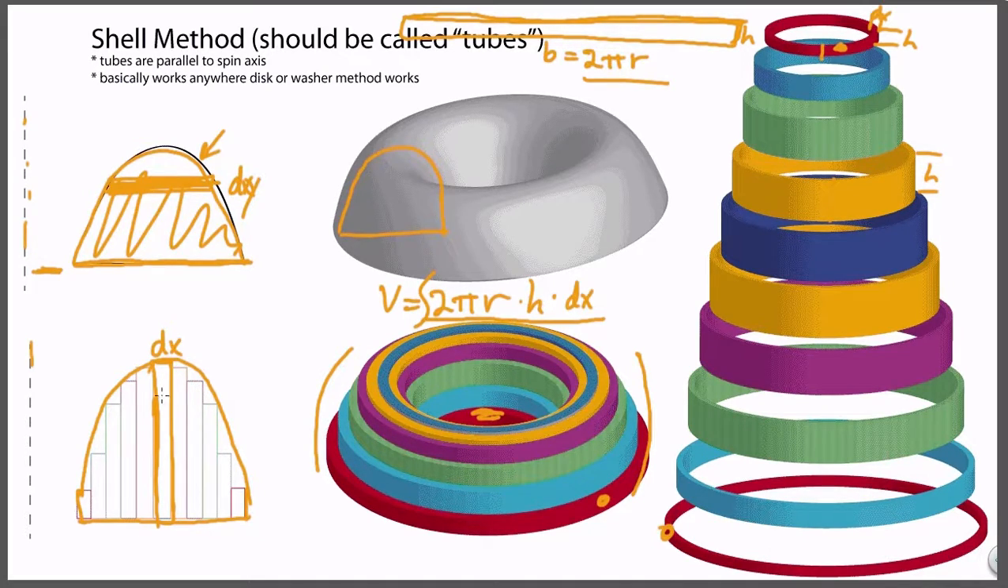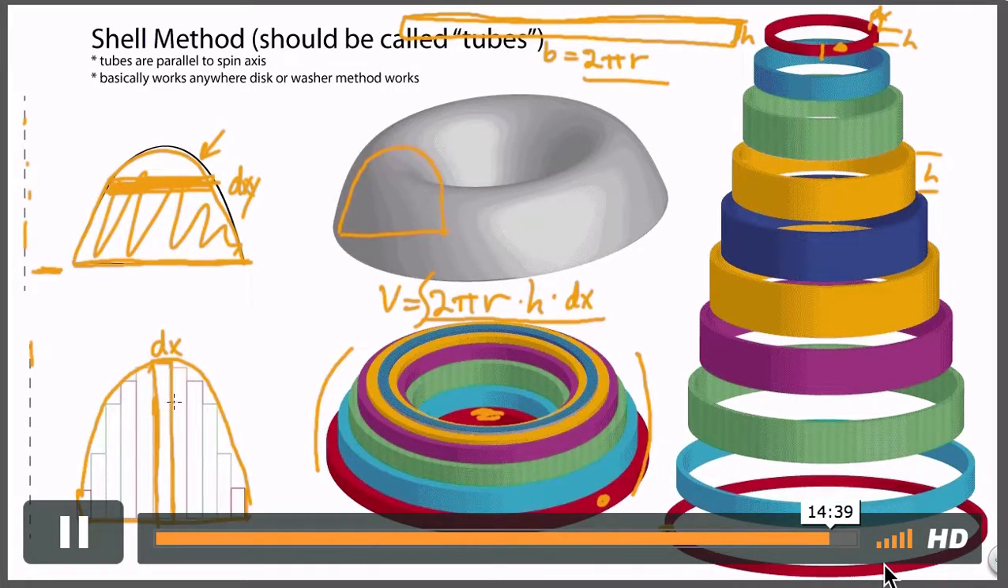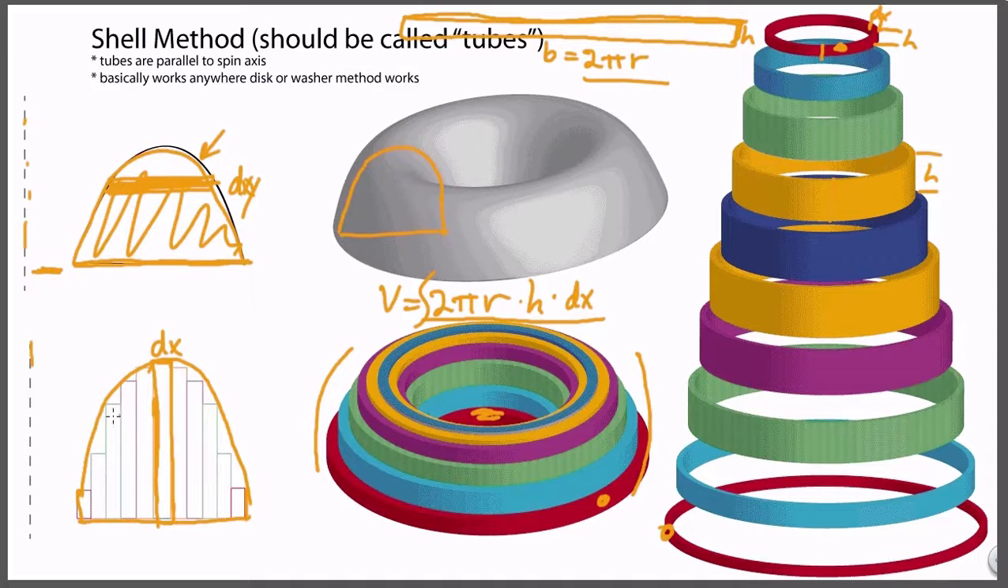So in this case, if it's a vertical spin axis, and it looks like it would be easier to use a vertical rectangle, then it's automatic. If you have a vertical rectangle and a vertical axis, that means you have to use shell method. If you wanted a horizontal rectangle, you'd have to use washer method. So hopefully that goes towards explaining what the heck shell method is.